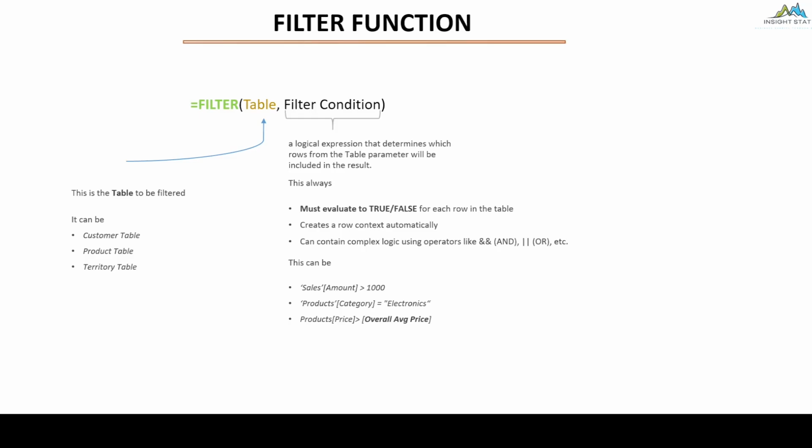So this filter expression can be something like this: sales amount greater than 1,000, or a product category that we are evaluating against a certain product category, for example, electronics, or we are looking at the product price, which is greater than the overall average price, and this is a measure, right?